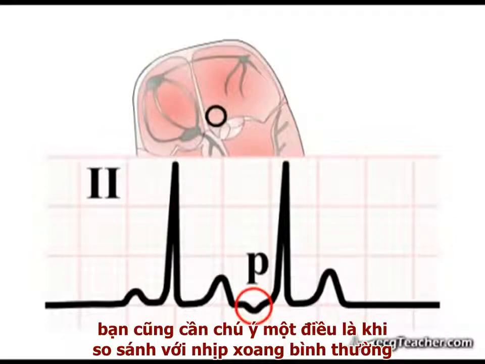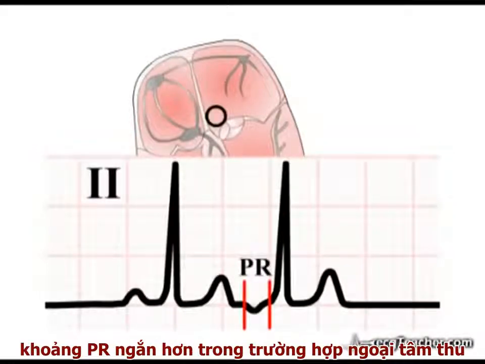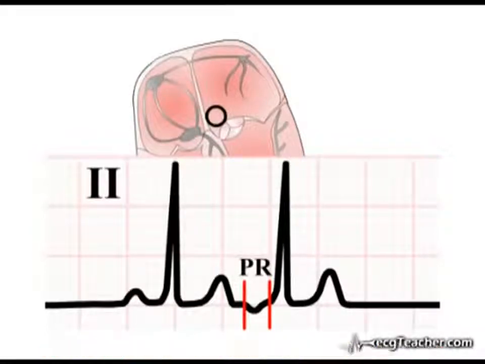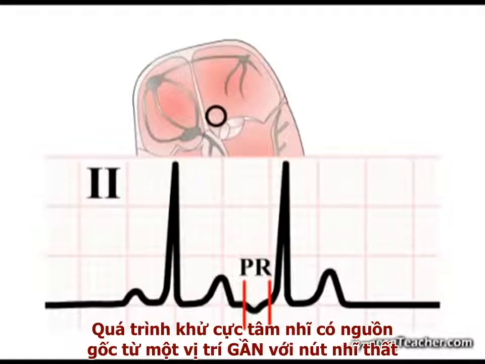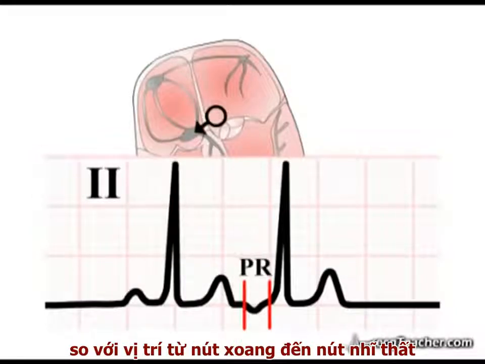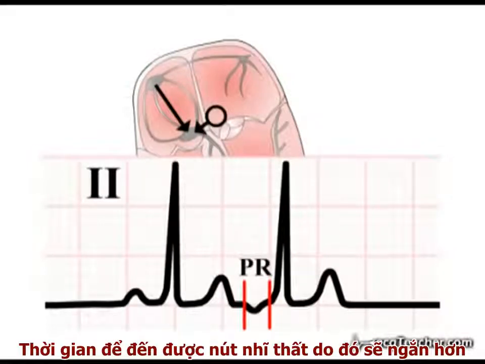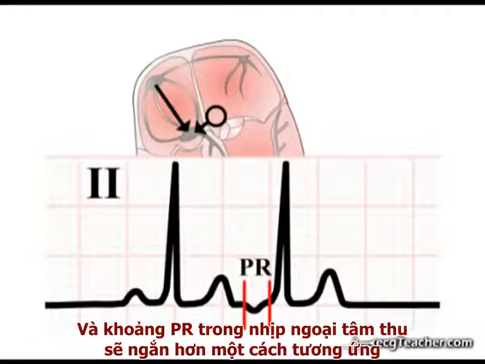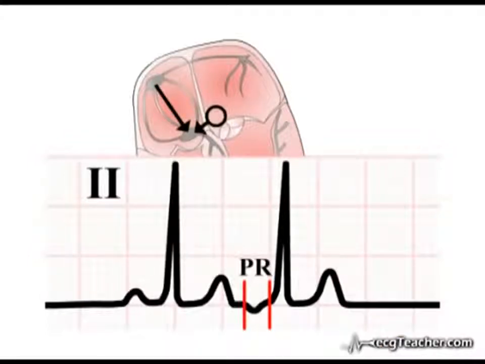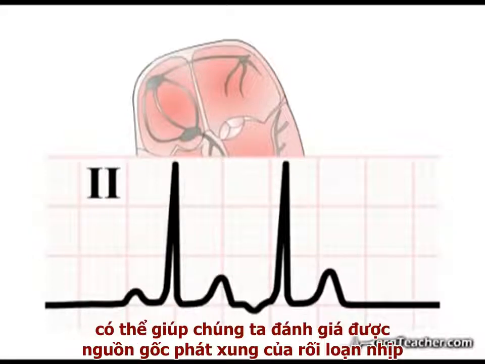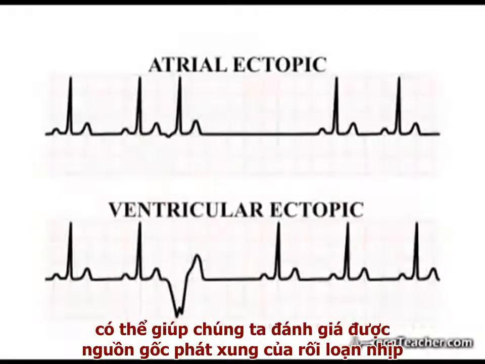You may also have noticed that compared to the normal sinus beat, the PR interval is shortened in the ectopic. This reflects the fact that in this particular case, atrial depolarization has arisen from a focus closer to the AV node than the sinoatrial node. The time taken to reach the AV node is therefore reduced, and the PR interval associated with the ectopic is shortened accordingly. You will see shortly that precisely this type of analysis can help us determine the site of origin of arrhythmias.